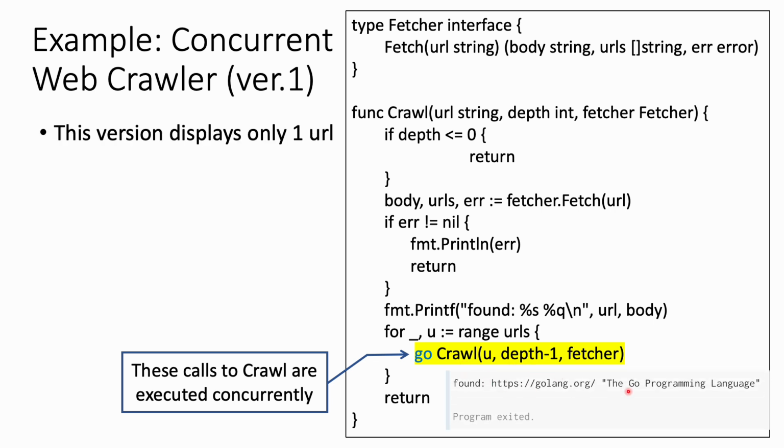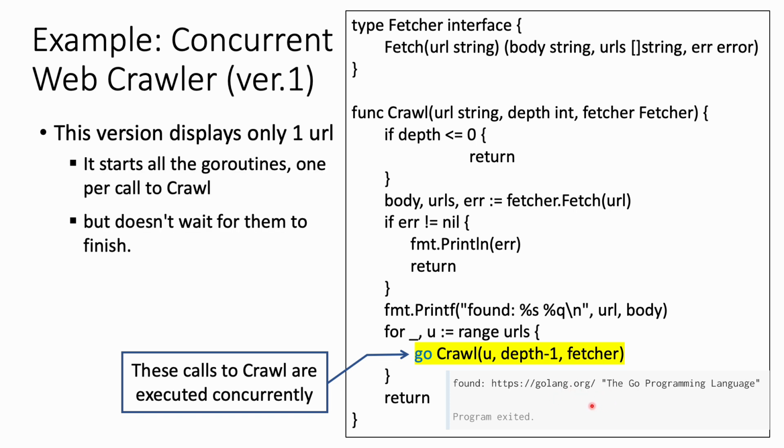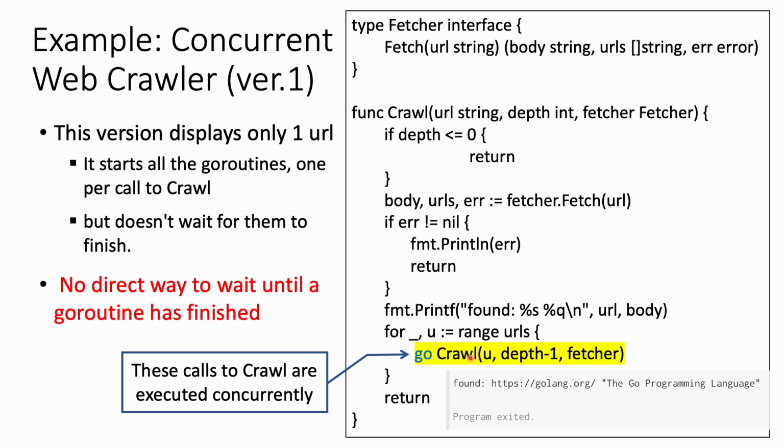This version displays only one URL in the output. It starts all the Go routines, one per call to crawl, but it doesn't wait for them to finish because when the main Go routine terminates, all Go routines abruptly stop. There is no direct way to wait until a Go routine has finished, but we can change the inner Go routine to report its completion to the outer Go routine by sending an event on a shared channel.